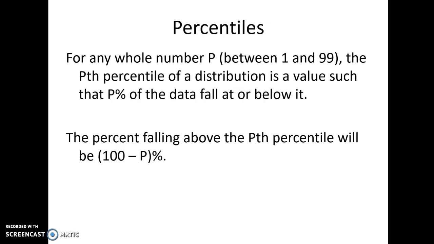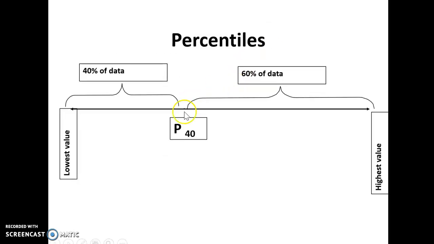So if you score in the 50th percentile, you scored better than 50% of the people, or equal. You can be equal to a group of people at the 50th percentile. So that's what a percentile represents. Here's just a little graph, a little example. If you're in the 40th percentile, 60% scored better than you, and you scored better than 40%. Kind of the way it works.